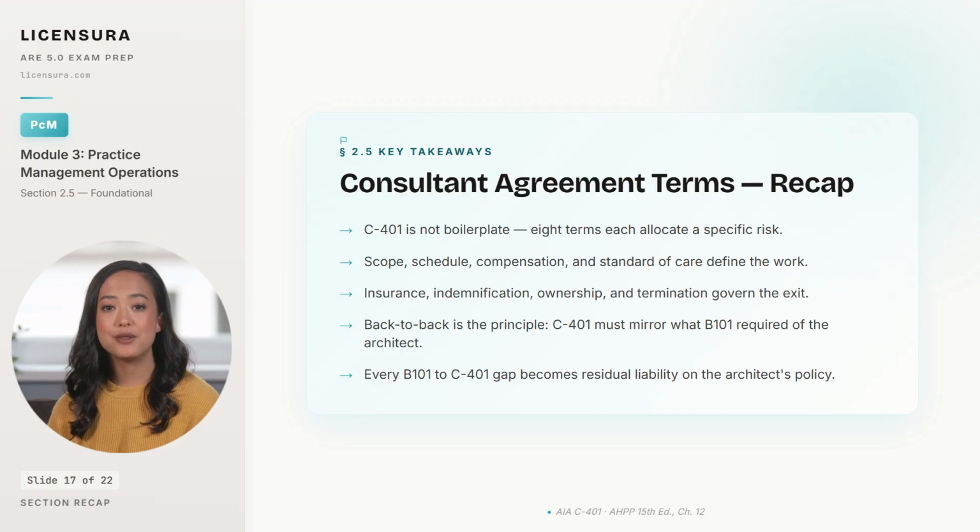Fourth, the back-to-back principle is the rule that makes the structure work. The C401 must mirror what the B101 required of the architect, term by term, so risk flows through the chain rather than stopping at the architect's policy. And fifth, every B101 to C401 gap becomes residual liability the firm carries alone, and your insurer was never priced for it.